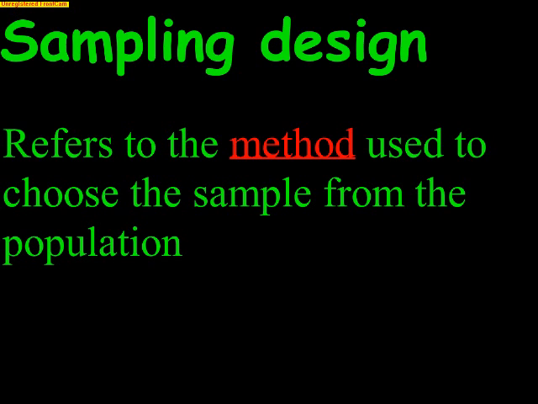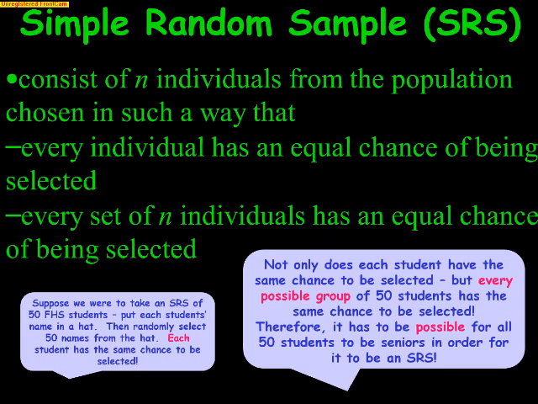So let's go on. A simple random sample, also called an SRS, and you can read what it says here. Basically, every individual has the same chance of being chosen, and every set of individuals has the same chance of being chosen. That's it in a nutshell. You might want to pause this so you can look at some of the examples, and then we'll talk a little bit about what it means.